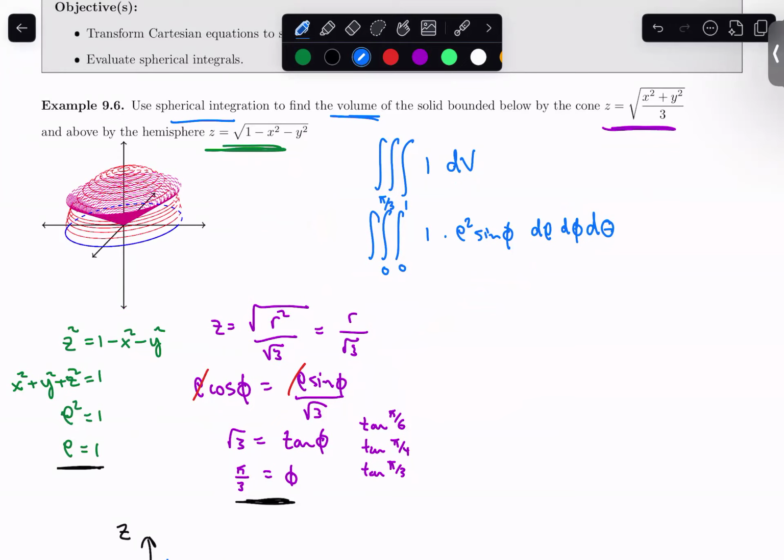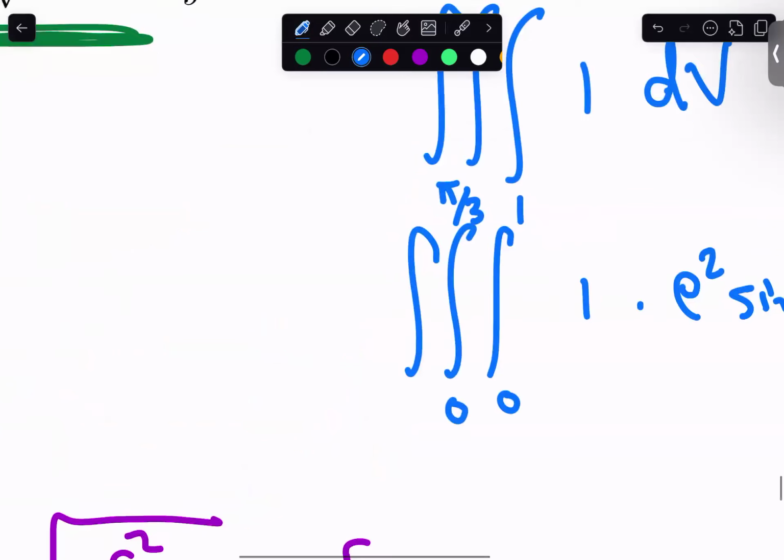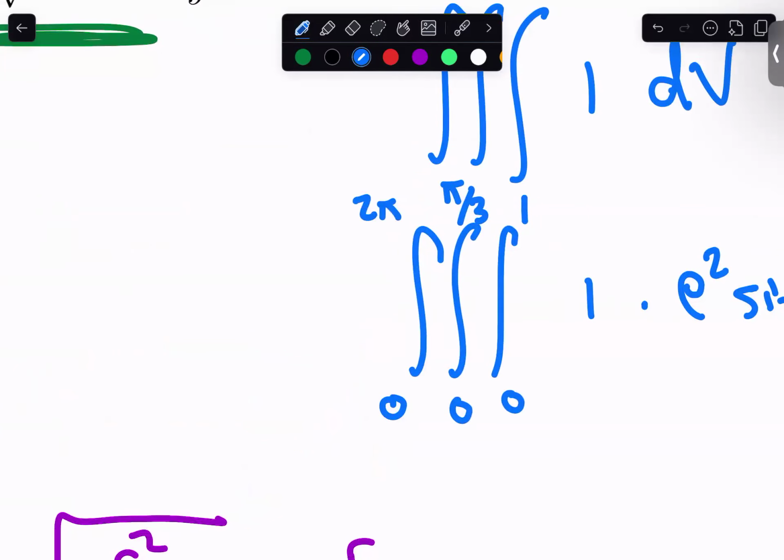And then lastly, for our thetas, as we went through this entire problem, we saw that there weren't any restrictions on theta. Theta can really be anything it wants to be. And so if I want to make sure that I get all of my points once, but no more than that, I'm going to allow theta to range from 0 to 2 pi. Of course, if I went from 0 to 4 pi, I'd count all my points twice, and I'd get double the volume.